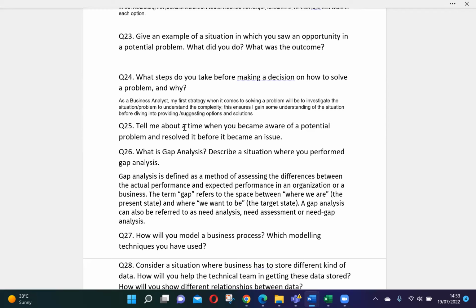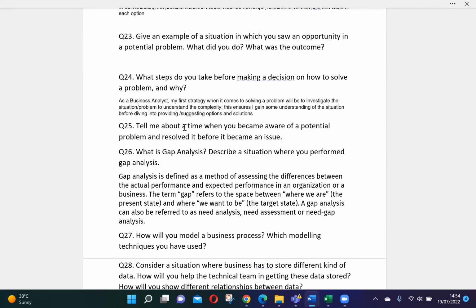For example, in my last project in Flick Check, I was tasked with conducting the gap analysis. I tried to understand and identify the current problems of the system. When you are giving an example of gap analysis, you have to mention what was the current state, what was the future state, that is the target state, and what steps you took to reach from the present state to the future state.